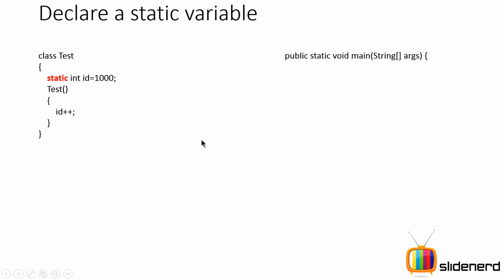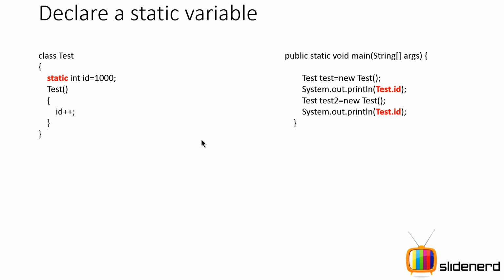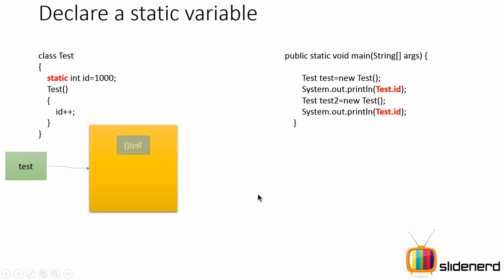Now again, if I go to the main method, I say test is new test and then I print it out. Test2 is new test, I print it out and my program gets over. Now let's try and understand what happens this time. First you have the test reference variable that points to the test object, right? The constructor gets called and then id becomes 1001.